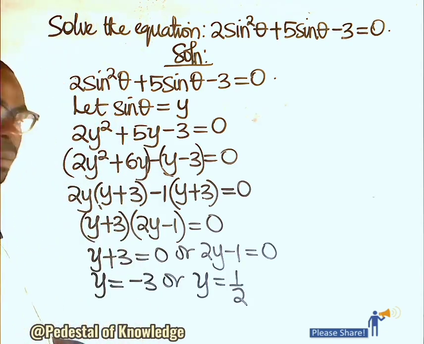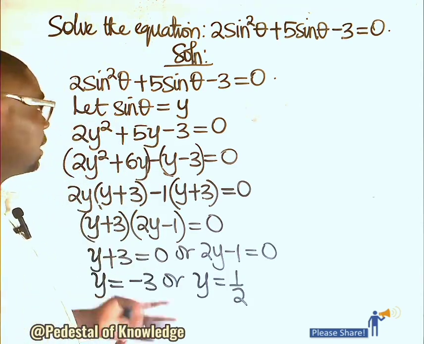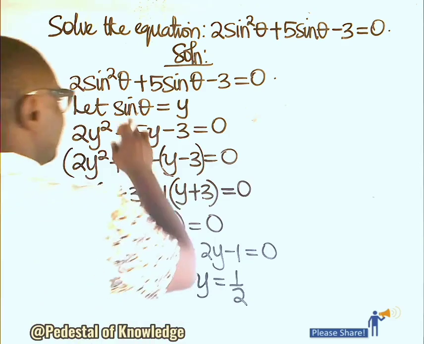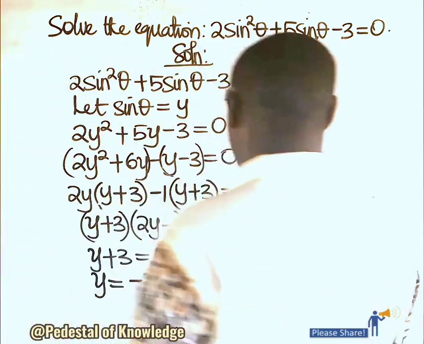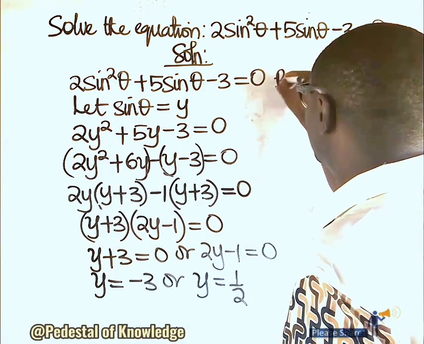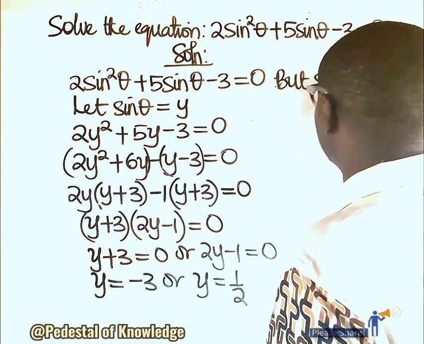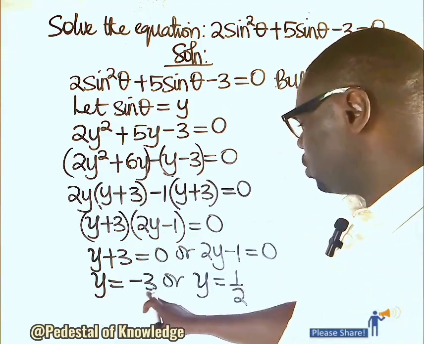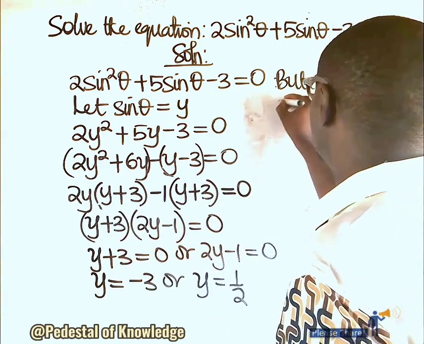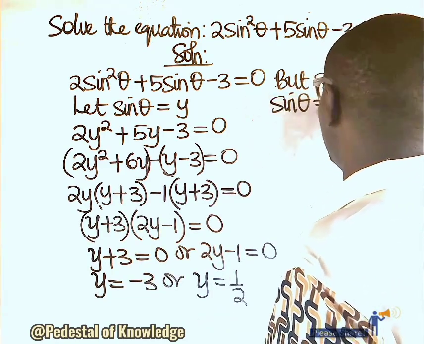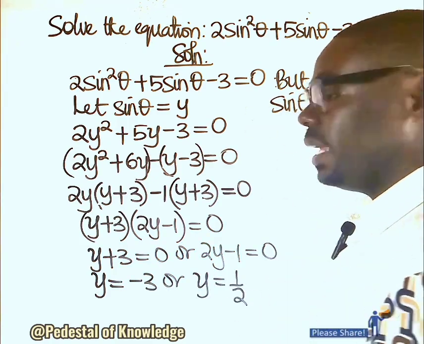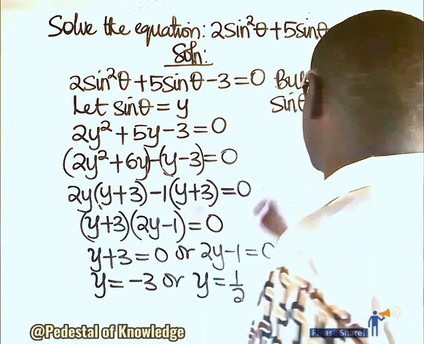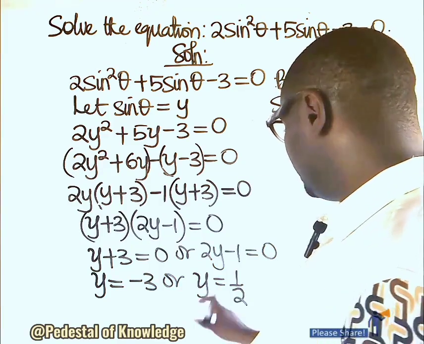All right, now remember, we are not asked to find the value of y, rather we are asked to find the value of theta. So now, since we have already established the fact that sine theta is equal to y, we now continue here, but we already know that sine theta is equal to y. Okay, now, when y is equal to minus 3, we are going to have sine theta is equal to minus 3. Now, it is very clear that the sine of any angle cannot be negative. Therefore, y is equal to minus 3 cannot satisfy this equation. So, we now try the other value.